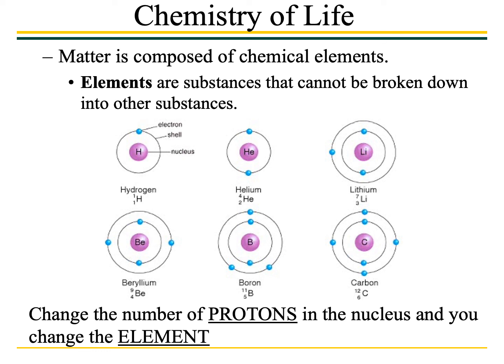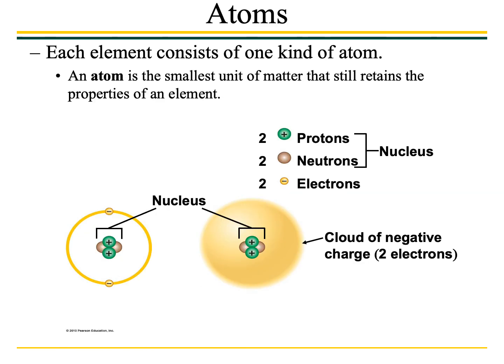What you see on this particular slide are some classic examples of elements, and what we're going to do is take a deeper look at elements and atoms in order to understand, again, some basic chemical principles. Now, elements consist of one kind of atom, and an atom is defined as the smallest unit of matter that still retains the properties of an element.